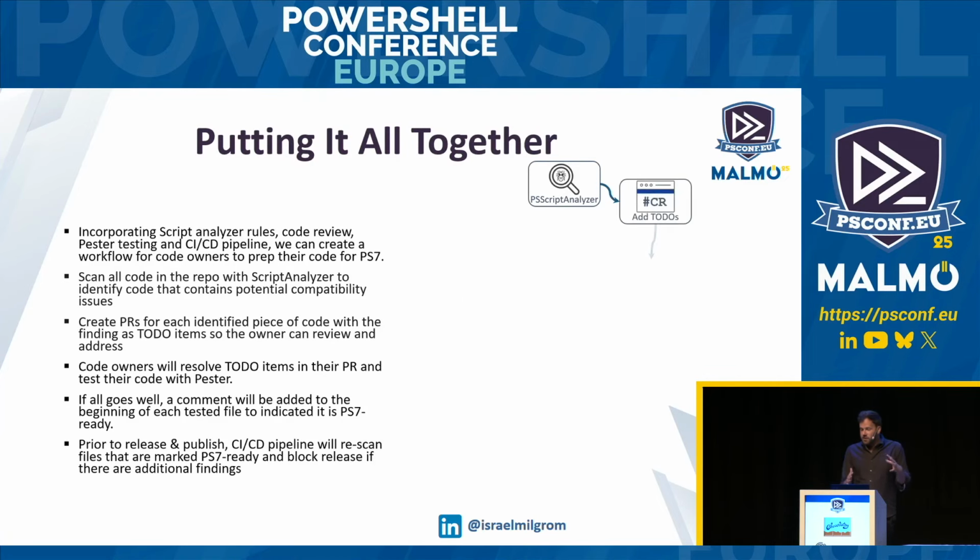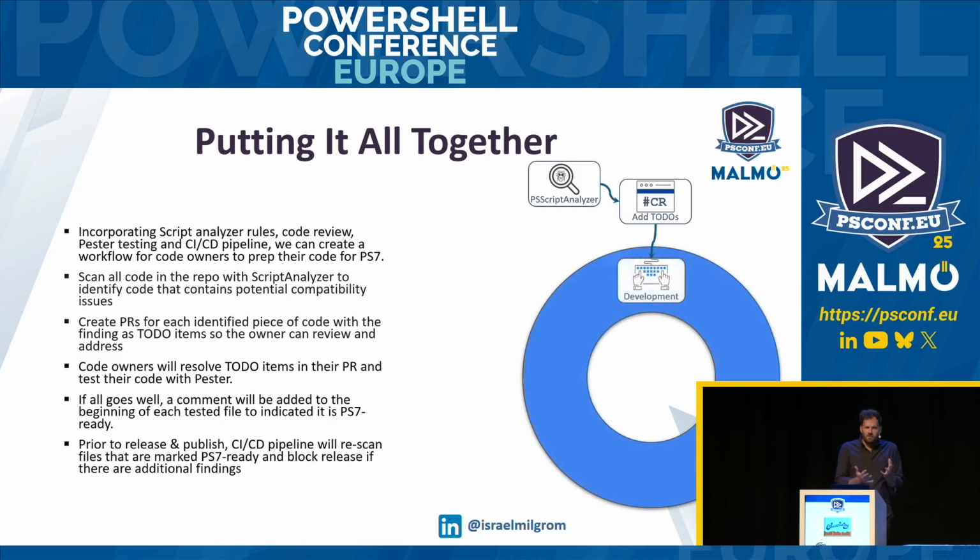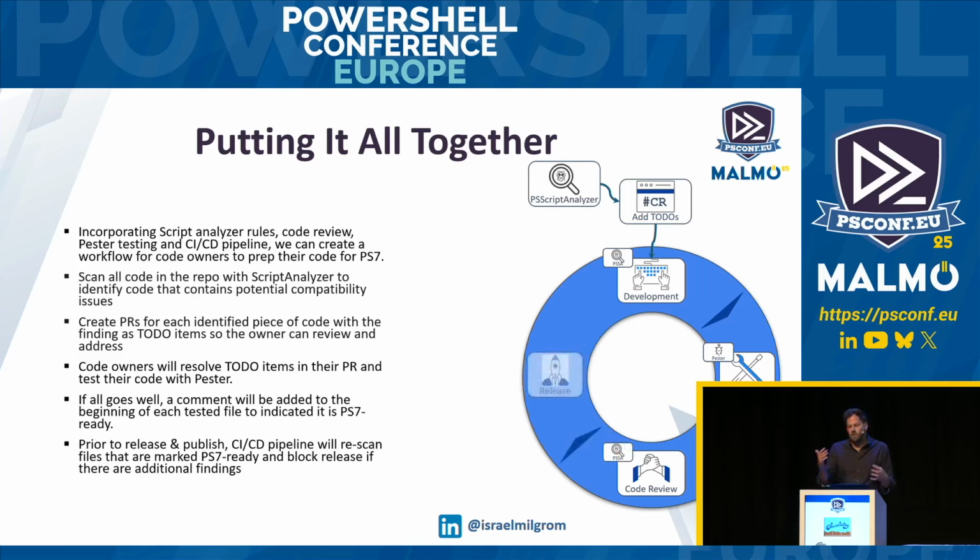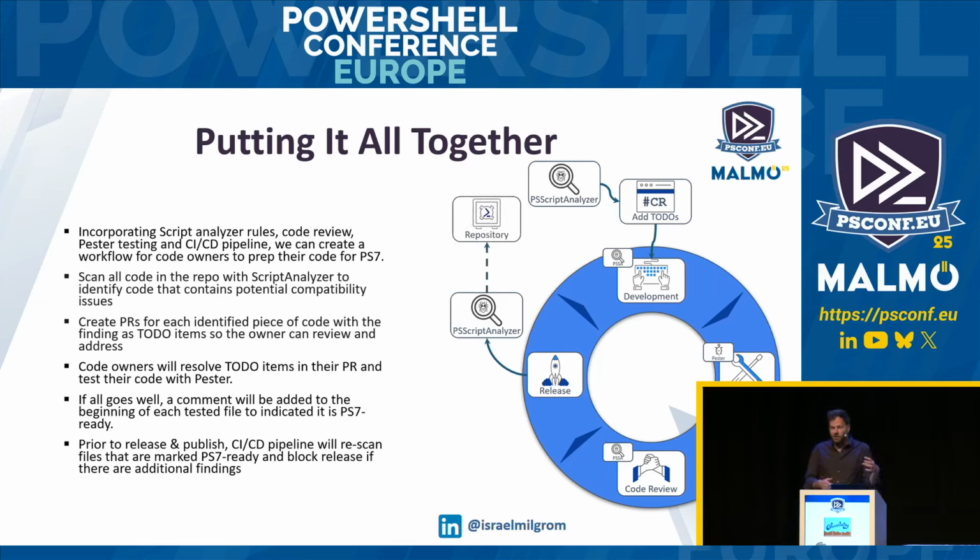So basically, putting this all together and bundling it into a nice workflow that we can iterate over, to incrementally go through our repository and update all of our code and get ready for PowerShell 7: we start by scanning the code with the script analyzer rules. We identify potential issues. Next, we identify the owners of these particular code chunks and create PRs for them.